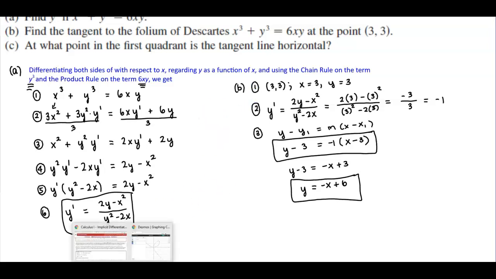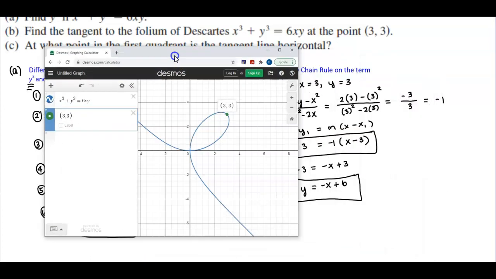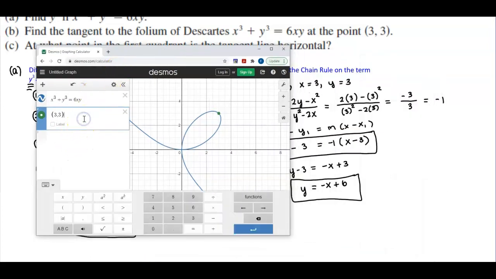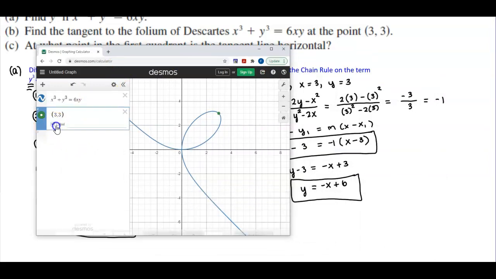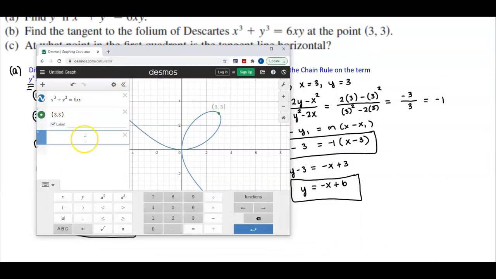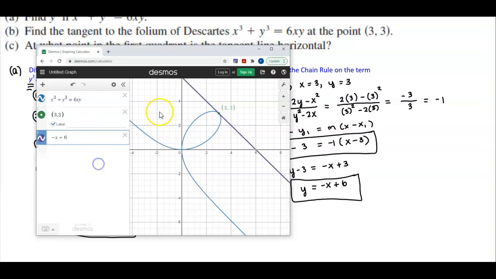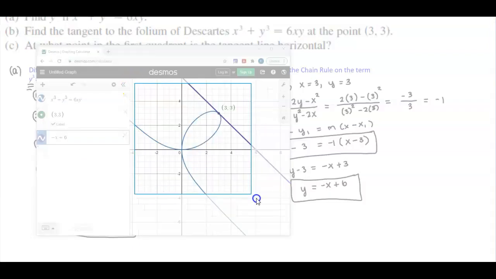So let's go ahead and put that line into Desmos. We have the line, we'll go ahead and label that. So we have negative x plus 6. Now we can see that that line is tangent at that particular point. So let's go ahead and copy that.